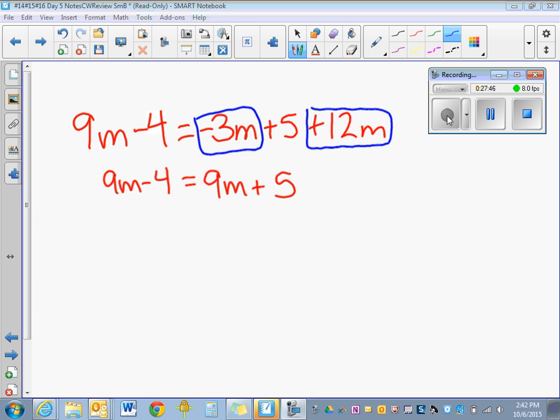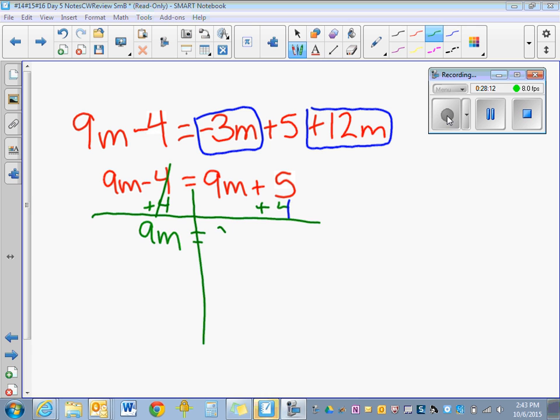Alright, so we have 9m minus 4. The opposite of minus 4 is plus 4, so both sides. Notice I'm crossing that equal sign. So then we have 9m. Negative 4 plus 4 is 0. 9m. What's 5 plus 4? 9. Okay, now let's get our m's together.